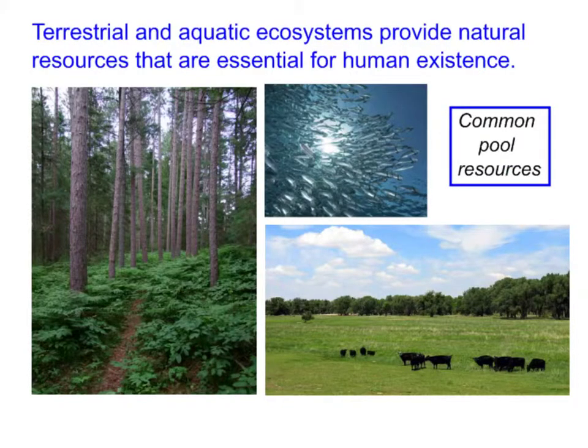So we know that terrestrial and aquatic ecosystems provide natural resources that are essential for human existence. That's one way that humans depend on ecosystems. Here are just some pictures of examples. Forests and woodlands are sources of wood, fuel, paper, wild game. Grasslands are grazed by domestic animals, give us food, leather, wool. Coastal oceans are harvested for fish.